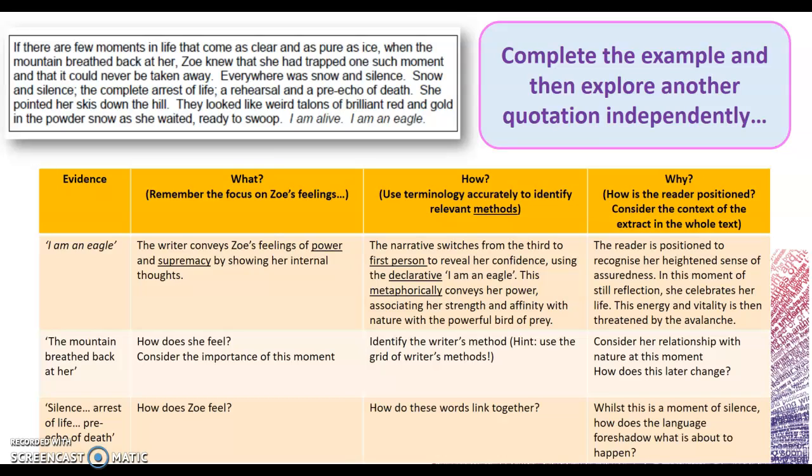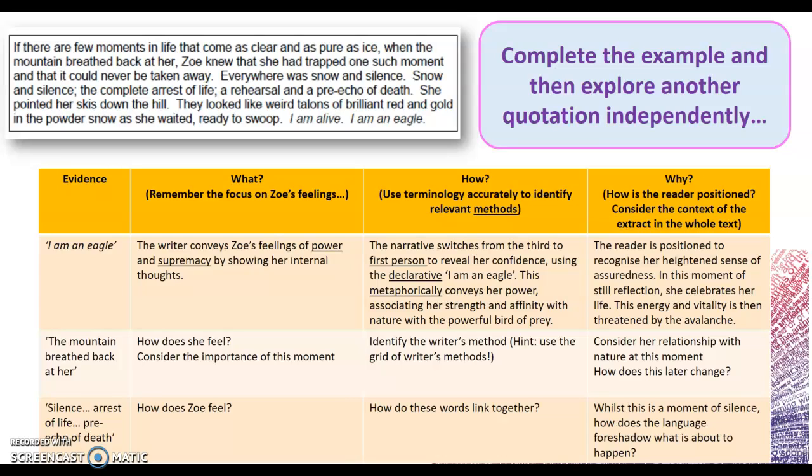They relate to the text, the same little extract that we've been looking at, and you've got the heading, you've got some examples of evidence there. So the first one is done for you. So I've chosen "I am an eagle", and you're going to work through what, how and why, and there's some little prompt questions there to help you improve the quality of your answer.